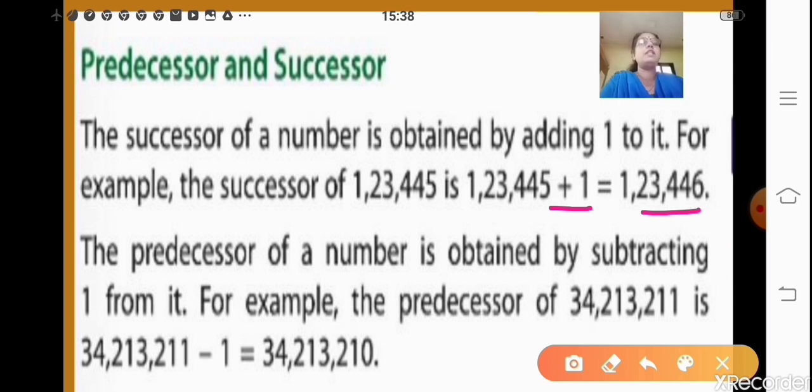Now here the number is 34,213,211. It is an international number system. The commas are placed according to the international number system. So when you subtract 1 from it, you will get the predecessor of the number as 34,213,210.